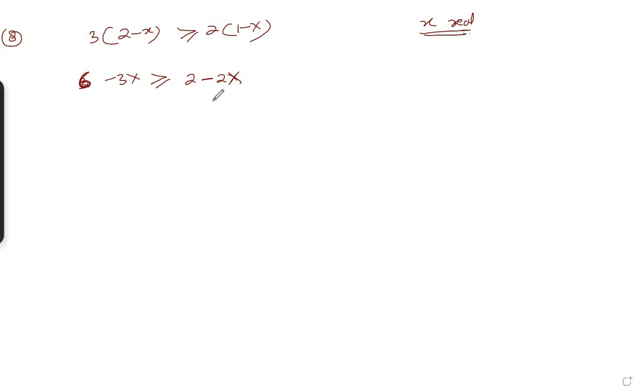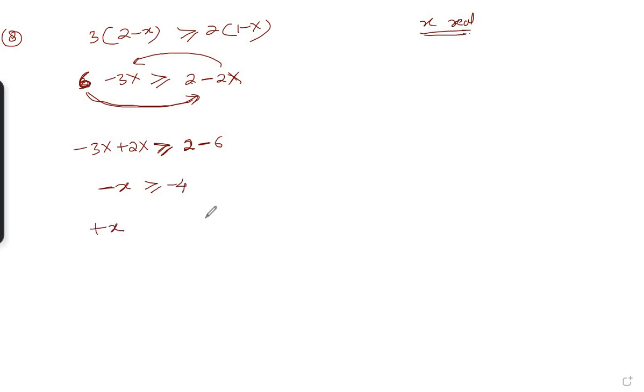So what will happen? I want to collect x terms one side and numbers one side. So minus 3x plus 2x, this is going here, greater than or equal to 2, and when 6 comes to this side, it is minus 6. Correct? So this is minus x is greater than or equal to minus 4. See here, I am not comfortable with minus on both sides, so I am making it plus x. So this will automatically change to plus 4.